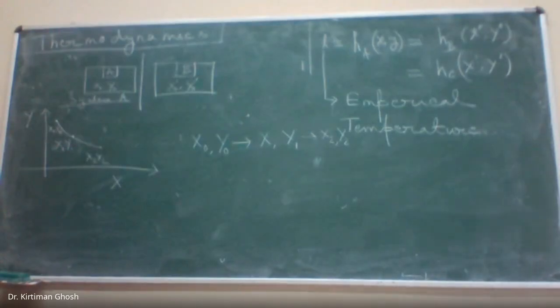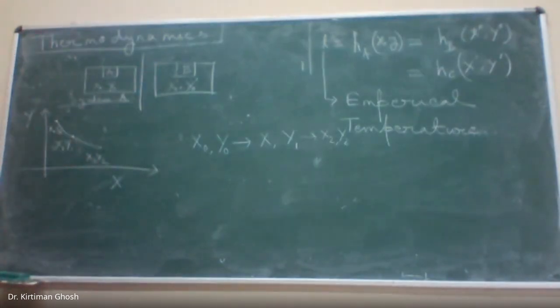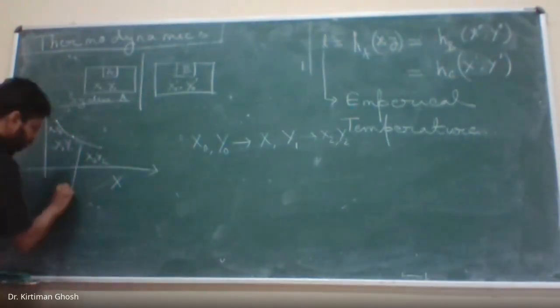Clear, right? Since all these three states are in thermal equilibrium with this state, these three states are in thermal equilibrium with each other. So x0, y0, x1, y1, x2, y2 are in thermal equilibrium with each other. The line on which these states fall, the states which are in thermal equilibrium with one another, is called an isotherm.